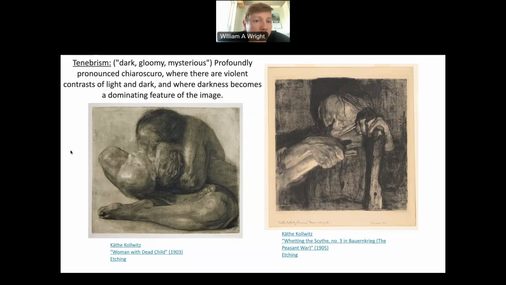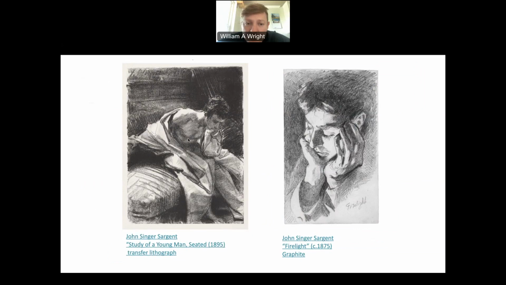Okay. So tenebrism is this idea of overarching darkness, especially in the background. You start by tinting the whole thing if you want to, or certainly tint most of the background around the figure, and then fill the figure in.